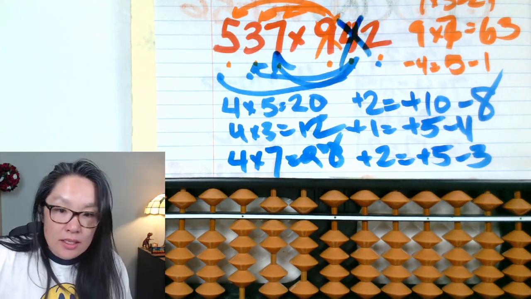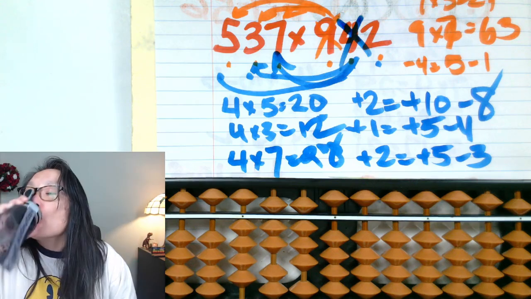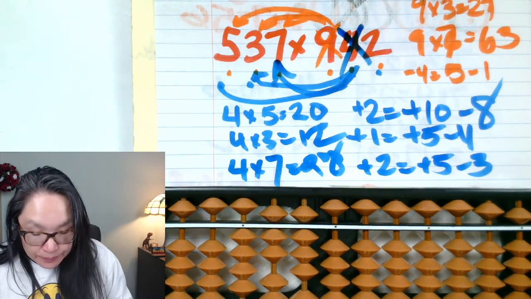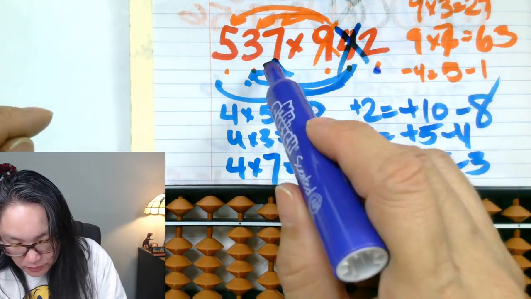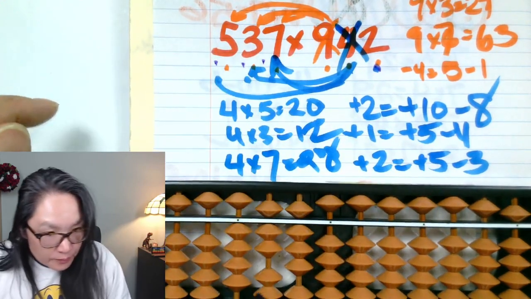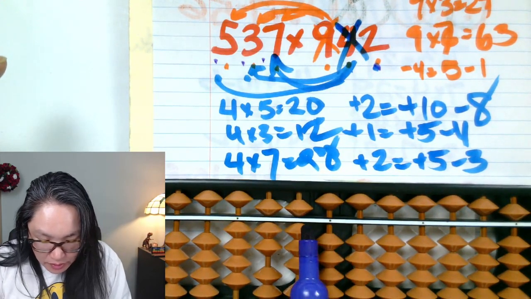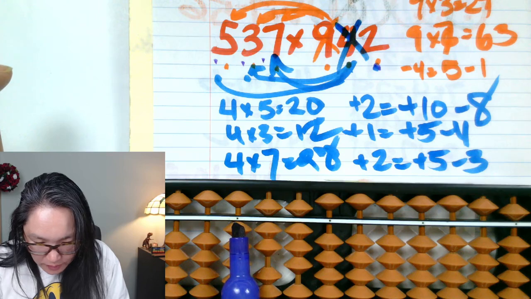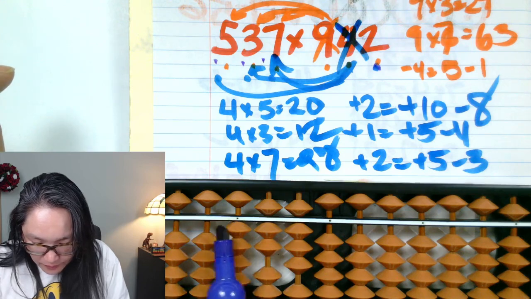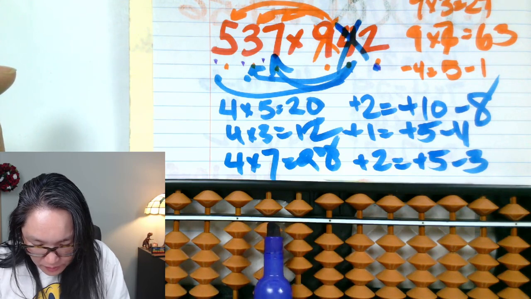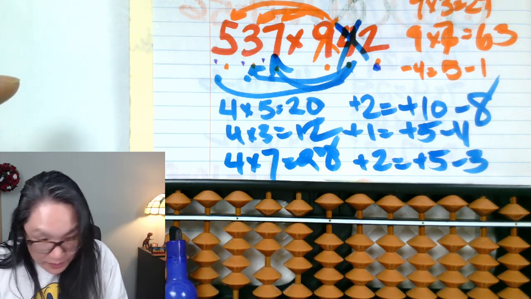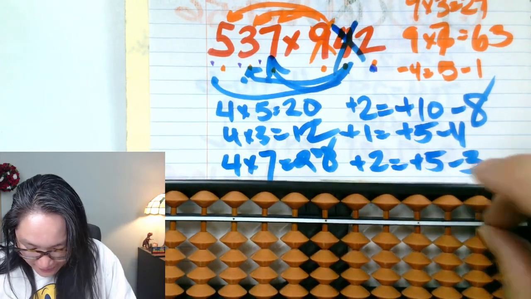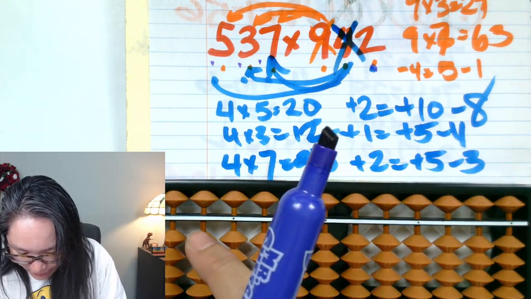What is my next number? I have to count it. 1, 2, 3, 4. Uh-oh, I messed up somewhere. Because I was supposed to be here. 1, 2, 3, 4, 5, 6. I messed up something. Okay, so 1, 2, 3, 4, 5, 6.